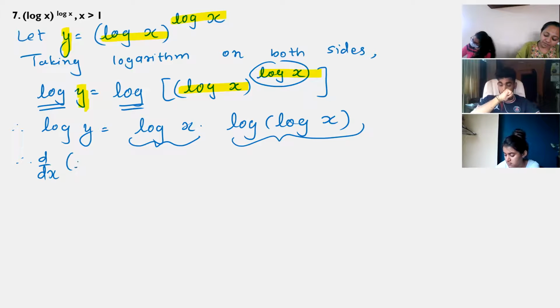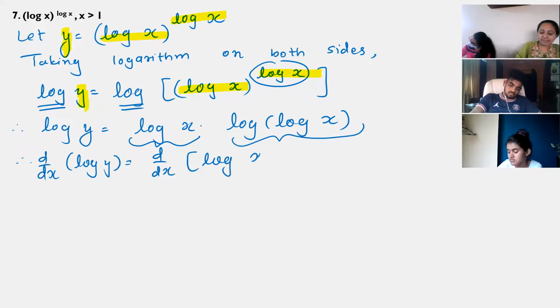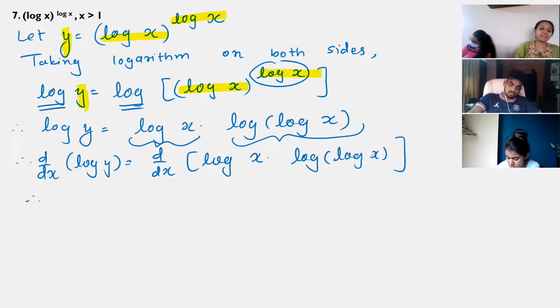Let's do the differentiation. d by dx of log y is equal to d by dx of log x into log of log x. What about the differentiation of log y? 1 by y. If it is log x, then 1 by x. Log y, 1 by y. But chain rule will be applied since it is not.